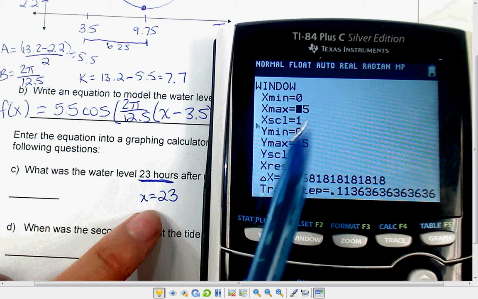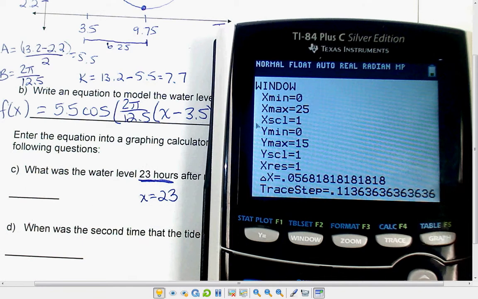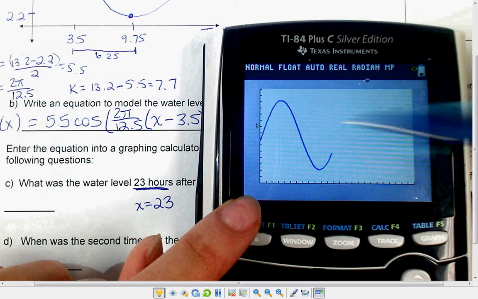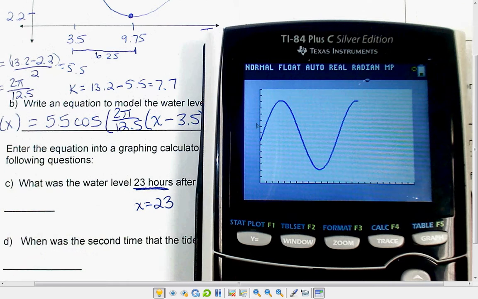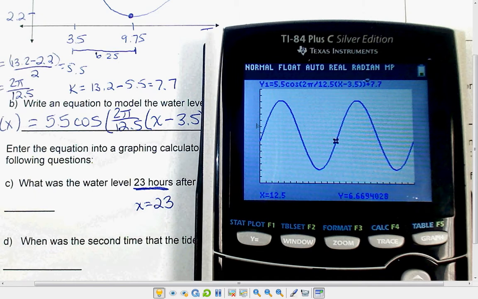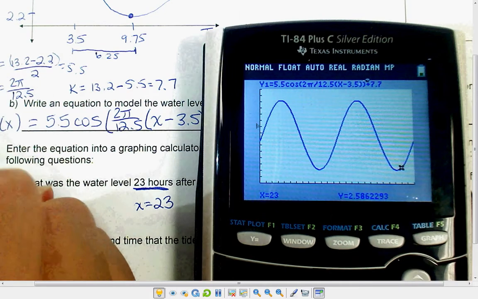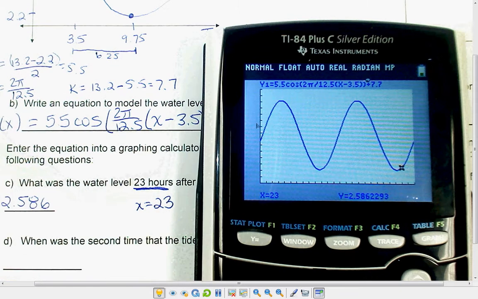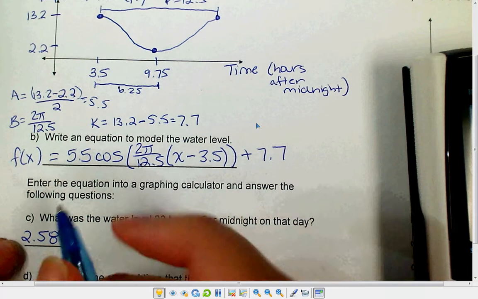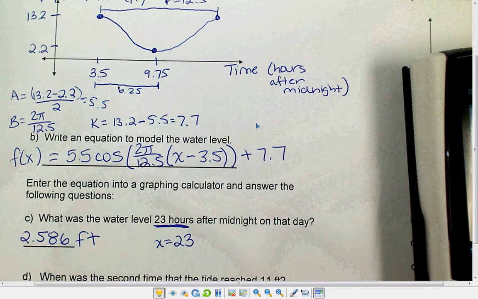So I want my x max to be something that's bigger than 23. So let's just say, let's make it 25. And then I'm going to graph it again. And this time 23 is going to be a part of this window. So when I press trace, it's going to work. So we're waiting for this to graph. Let's press trace as soon as it's done. Type in 23, and it'll give you your y value, which is 2.586, 3 decimal points. And this is our y value, so this is feet. Again, don't forget your units.